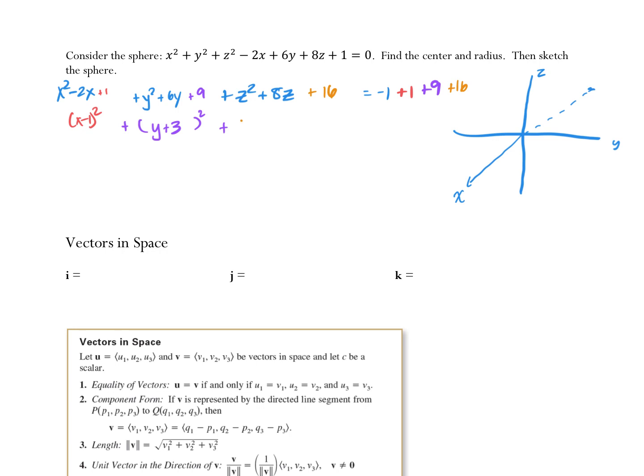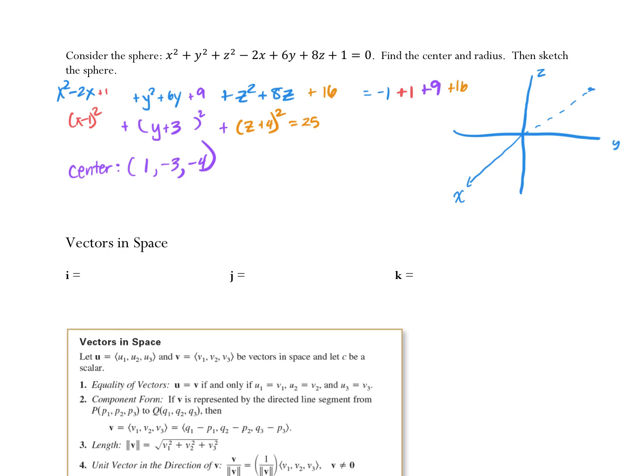And so we have (z + 4)² = 25. If I asked you guys, what is the center of our sphere? What would you say? 1, -3, -4. Yeah.